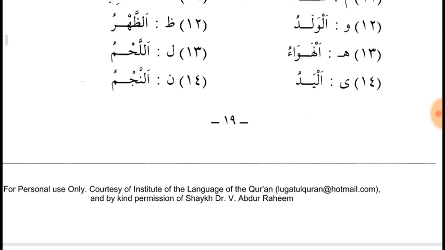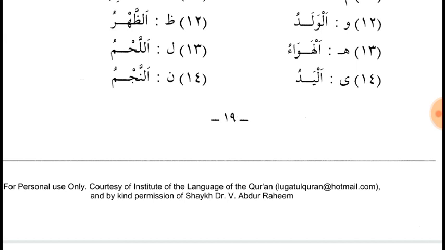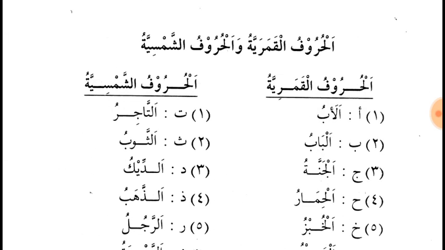In Arabic we have 28 alphabets, and 14 of them are called Huruf al-Qamariya, and 14 of them are called Huruf al-Shamsiya. In Huruf al-Qamariya we pronounce Lam, but in Huruf al-Shamsiya we do not pronounce Lam. Lam is silent. Miss Waffah, are you listening?